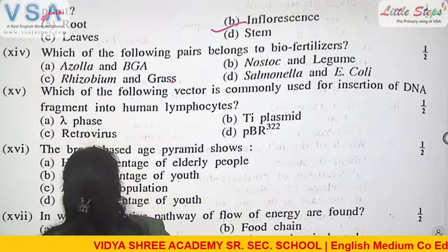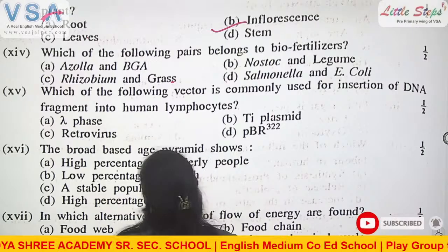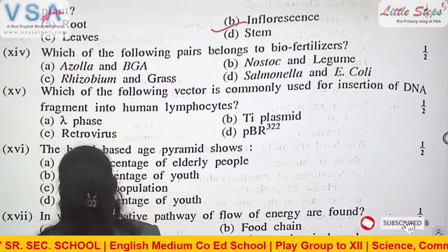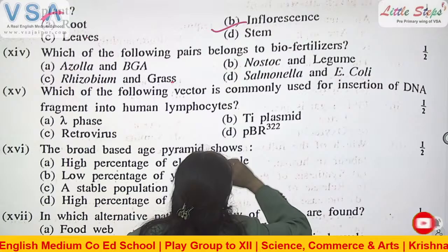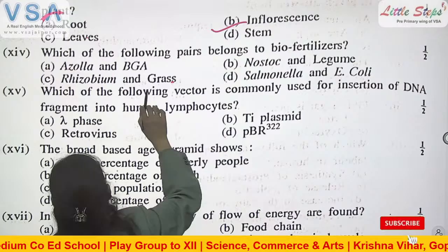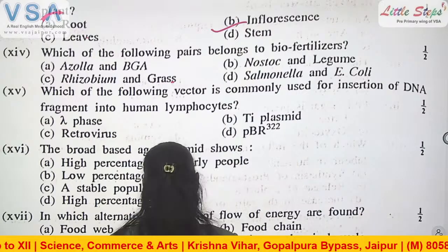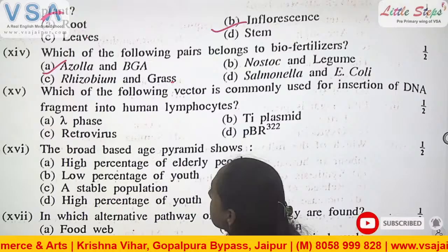The next is which of the following pair belongs to biofertilizer? Which one belongs? Azolla and BGA, Nostoc and legume, Rhizobium and grasses, or Salmonella and E. coli? So what is the right answer? Option A. Azolla and BGA. This is the right answer.